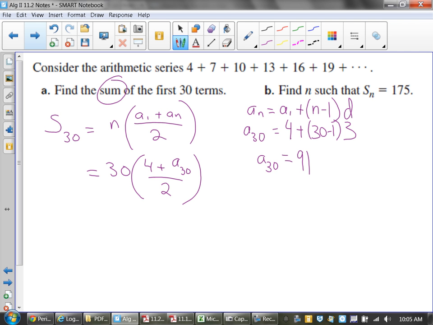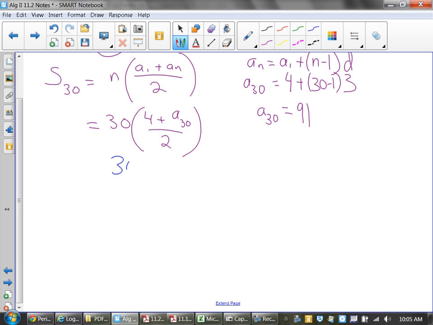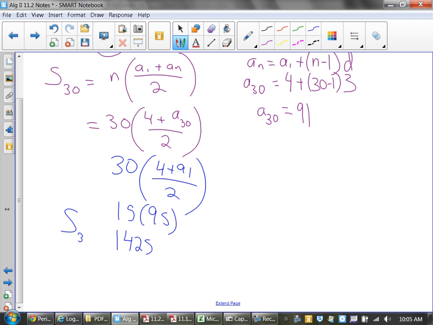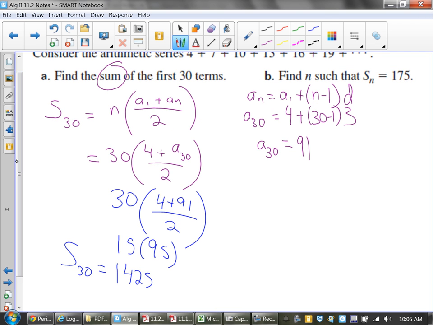I substitute that back in. I get the sum of 30 will equal 30 times 4 plus 91 over 2. In other words, it's 15 times 95. What do you get? Bet you it ends in 5. 1425. So the sum of the first 30 numbers within this series would equal 1425. We got them all up.